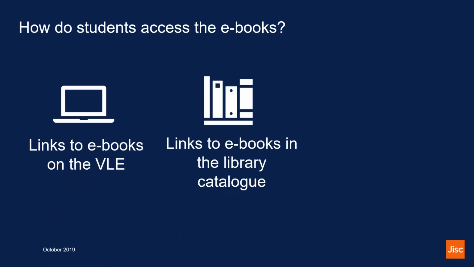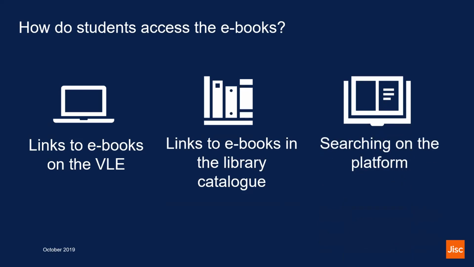Another common way that students access the ebooks is through links in the library catalogue. This option means that when students search for available resources in the library, Jisc's ebooks for FE will come up in the search results. This again makes the ebooks easy for students to discover, and the links will take them directly to the ebooks. Another common way of accessing the ebooks is by searching for them directly on the eBook Central platform, which we will take a look at shortly.